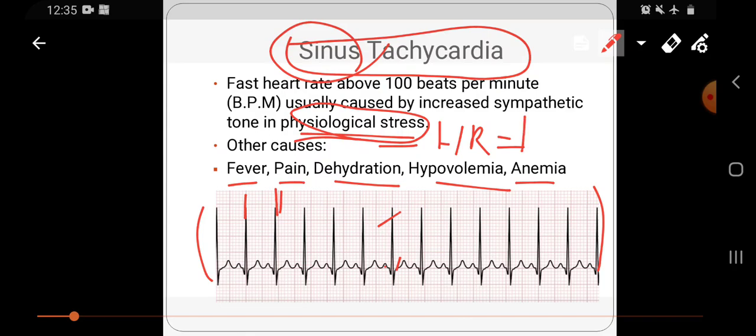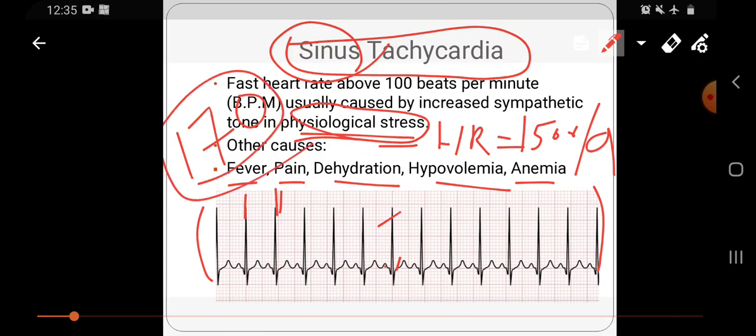We can say that the heart rate is 1500 divided by 9 small squares, and it is almost 170 beats per minute. So the heart rate, according to this strip, is about 170 beats per minute, which is obviously very high. Okay, so if you see an ECG strip where everything looks normal except for the fact that the heart rate is increased, then this is sinus tachycardia.